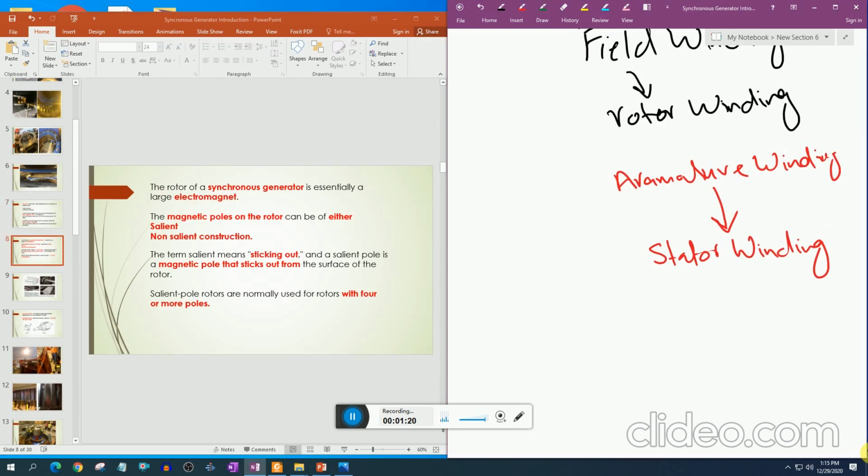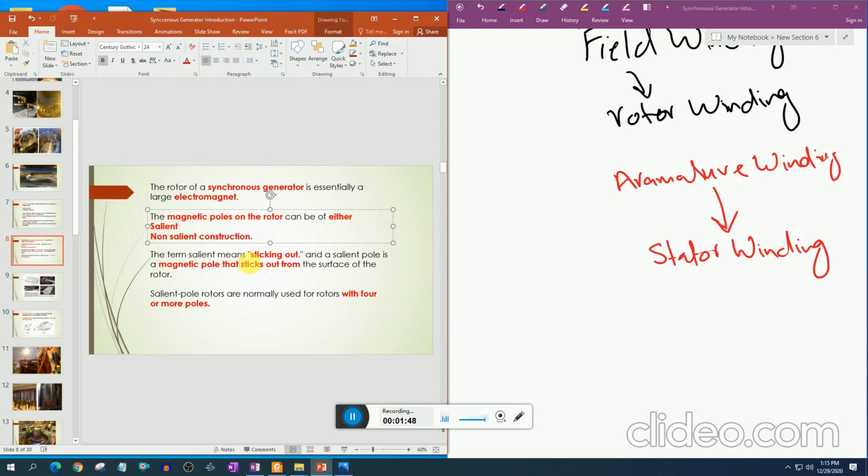So after discussing the windings, the next step is to discuss the types of the rotor. The rotor of a synchronous generator is especially a large electromagnet. This is the important word, electromagnet, not permanent magnet. When we supply the DC current, then it becomes a magnet, otherwise it is not a magnet. These magnetic poles on the rotor can be either salient or non-salient.